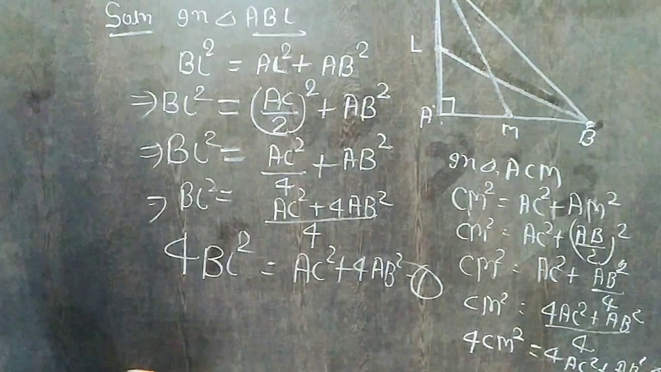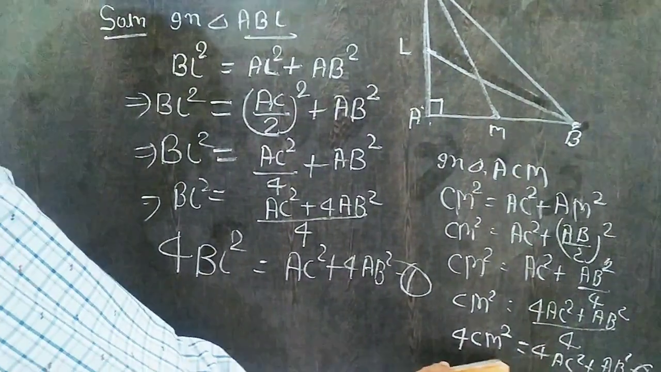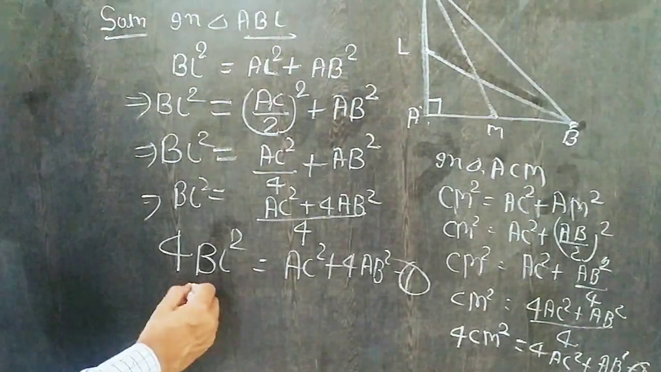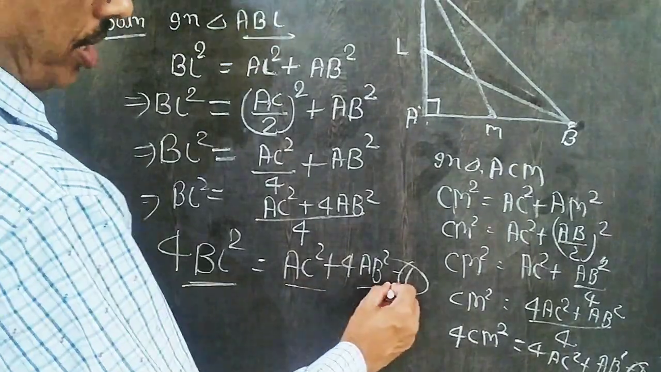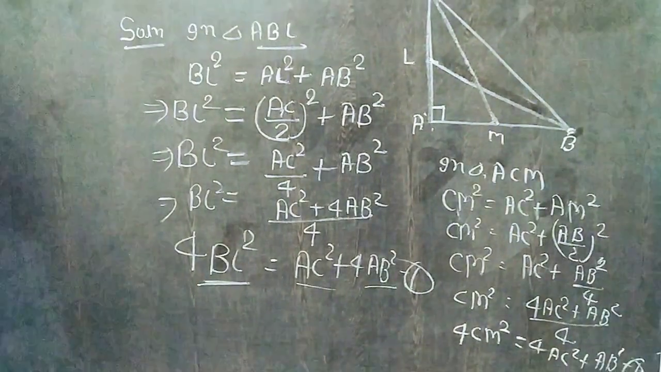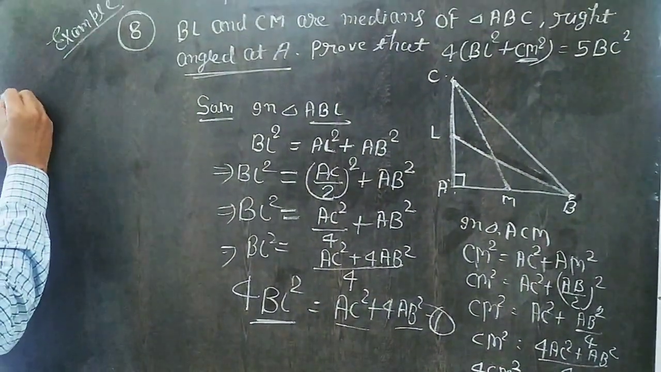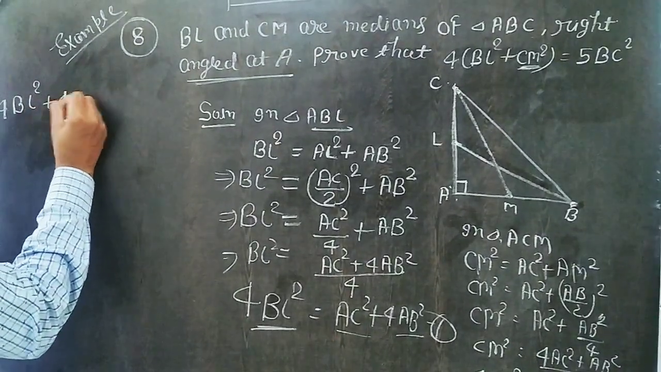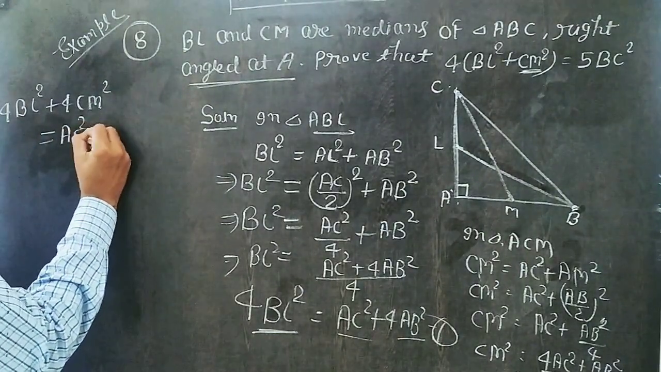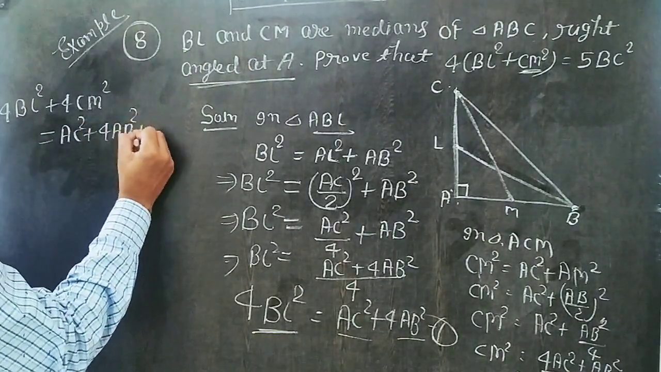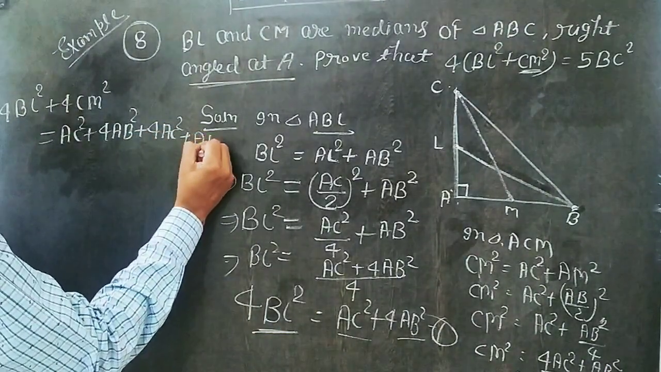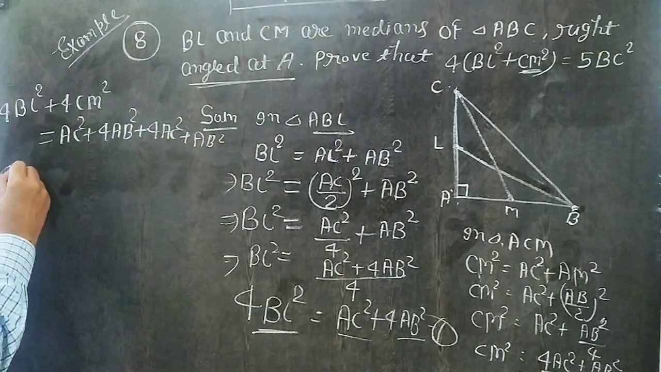Now 4 CM square is equal to 4 AC square plus AB square. It is the second equation, and the first equation is 4 BL square is equal to AC square plus 4 AB square. Now adding first and second, what do you get? You get 4BL square plus 4CM square is equal to AC square plus 4AB square plus 4AC square plus AB square. Then take 4 common.